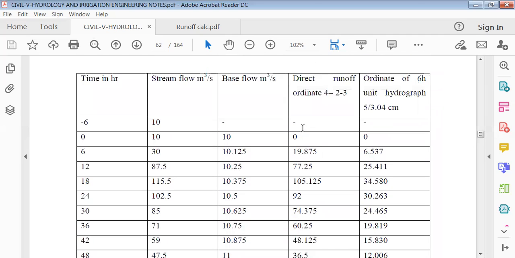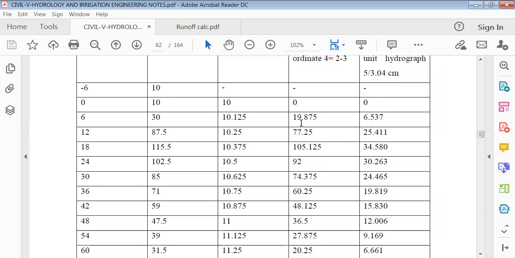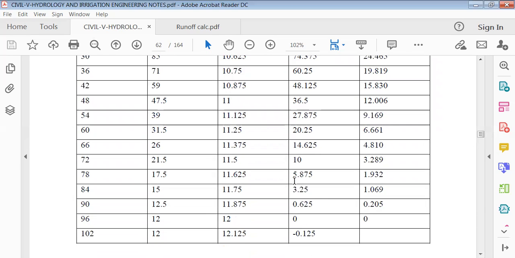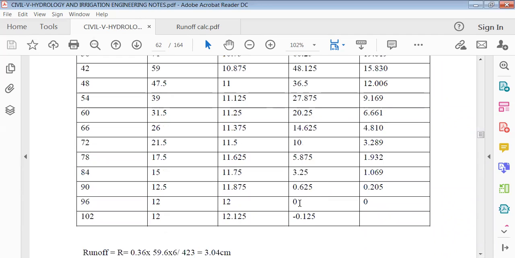Now ultimately we need to calculate the runoff. When you want to calculate the runoff, add all these values, that is 0, 19, up to the last term, 36.5, 10, all the values, up till this point, that is 96 hours only. Start from 0 up to 96. So you'll get the value 596. So the runoff value in meter cube per second is 596.